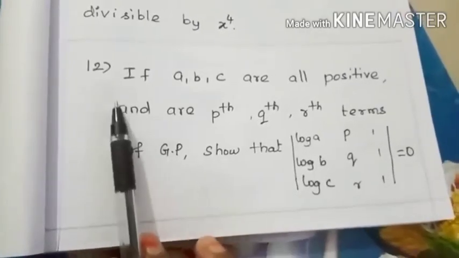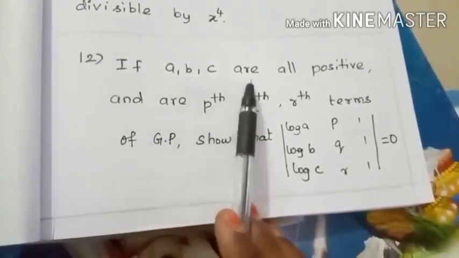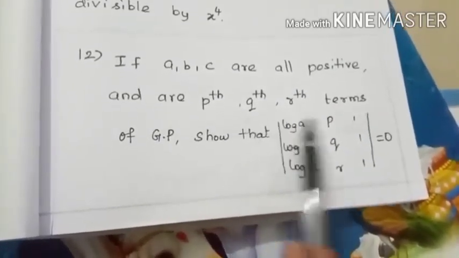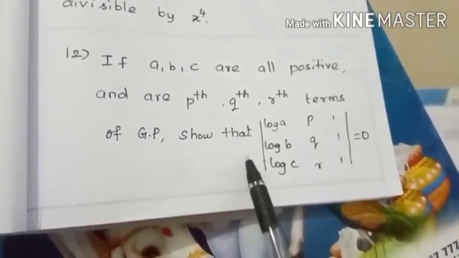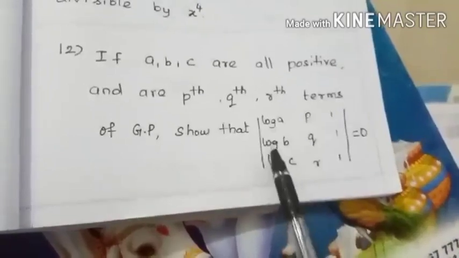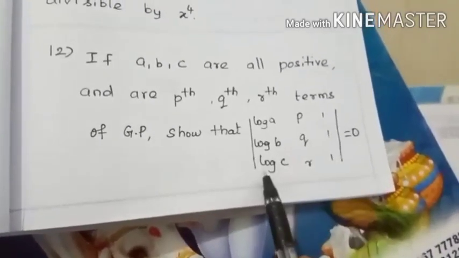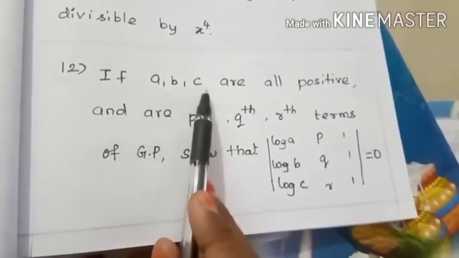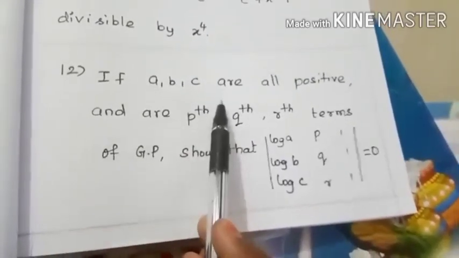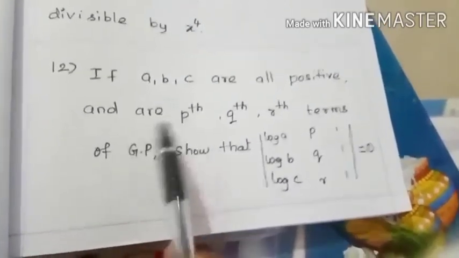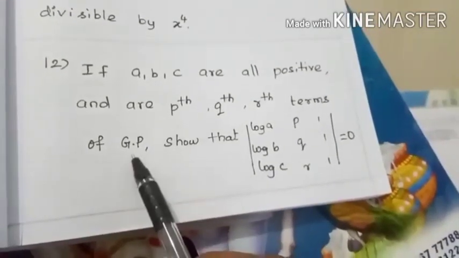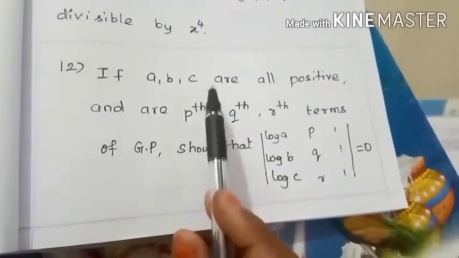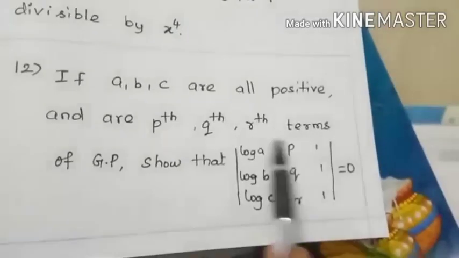Next question, question number 12. If a, b, c are all positive and are the pth, qth and rth terms of a GP, show that the determinant of log a, p, 1; log b, q, 1; log c, r, 1 is equal to 0. So here small a, small b, small c are all positive terms, and one more condition: a is the pth term of GP, b is the qth term of GP, and c is the rth term of GP. So using this condition, we have to prove that the determinant is equal to 0.